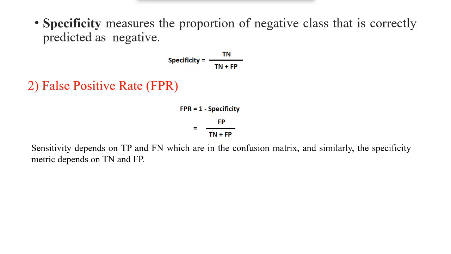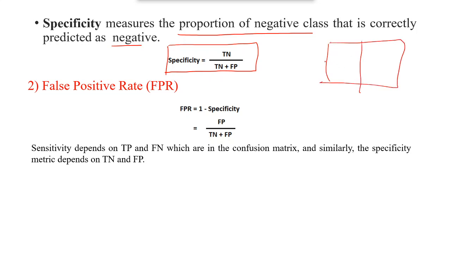Now specificity. Specificity measures the proportion of negative classes that are correctly predicted as negative. This is the formula for the specificity: TN by TN plus FP. Here these are the actual values, negative, positive, and this is negative, positive, which can be considered the predicted values. True negative, false negative, true positive, false positive. So the specificity formula means TN by TN plus FP.